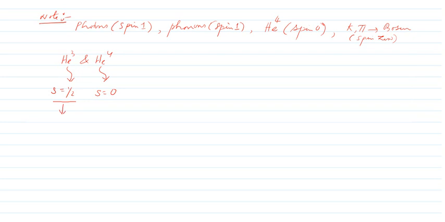A system of helium 3 particles will be behaving as fermions. They will be behaving as fermions. Whereas a system of a collection of helium 4 particles will be behaving as bosons.